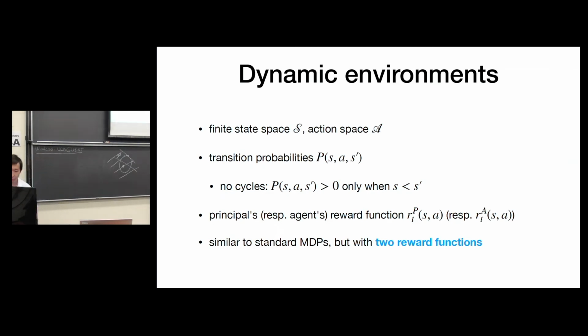So the different part from standard MDPs is we have 2 reward functions. So for example, there's the principal's reward function, RP. So that function maps every state action pair to the reward that the principal gets by playing that action in that state. And similarly, there's another reward function for the agent. So everything's similar to standard MDPs, except for the fact that we have two reward functions.